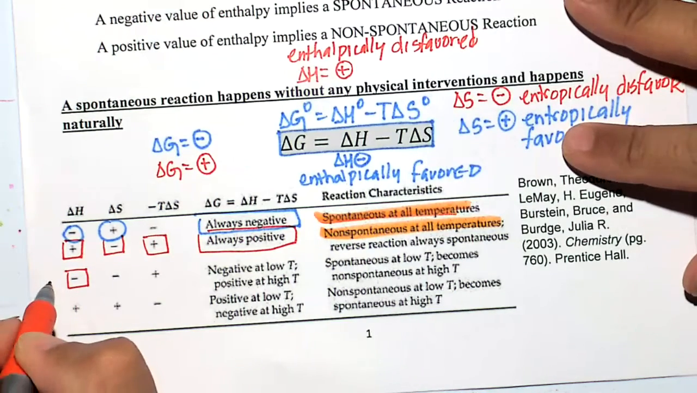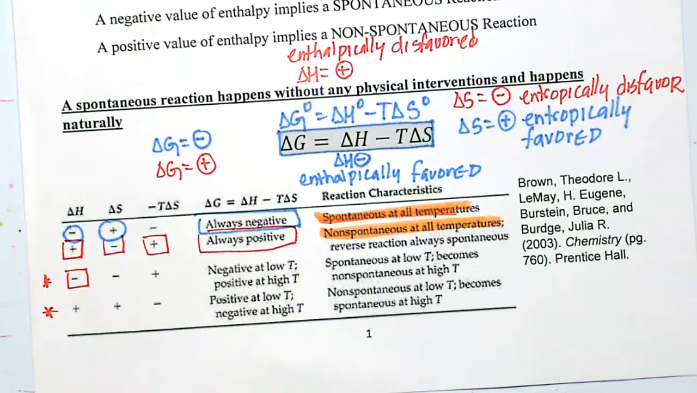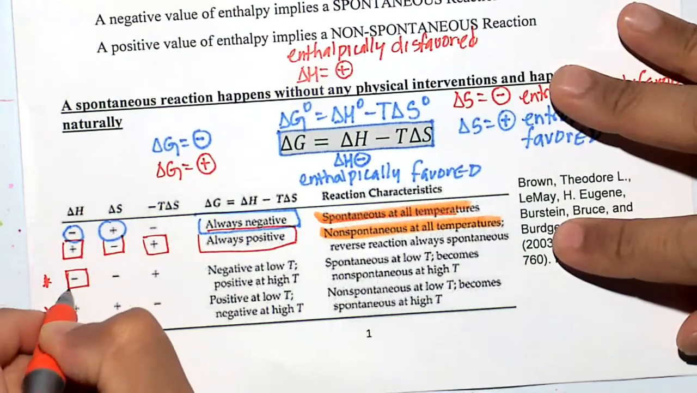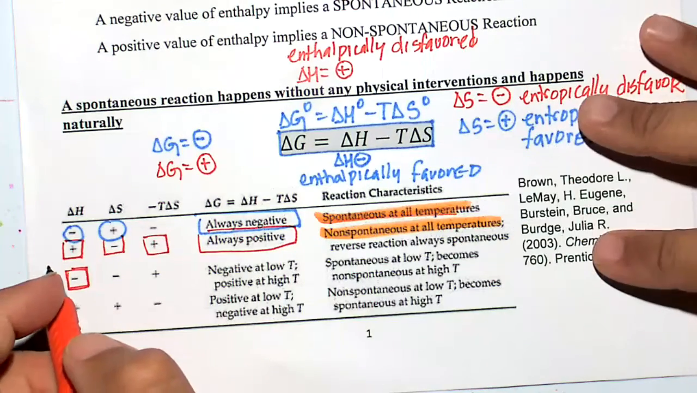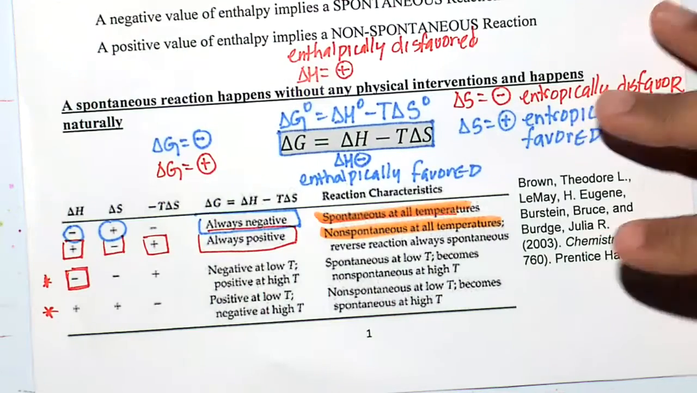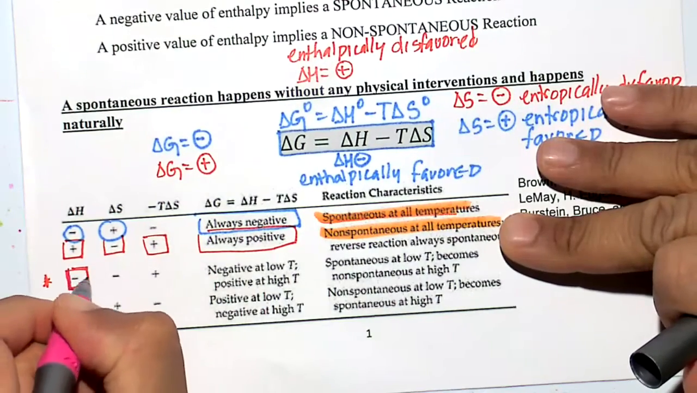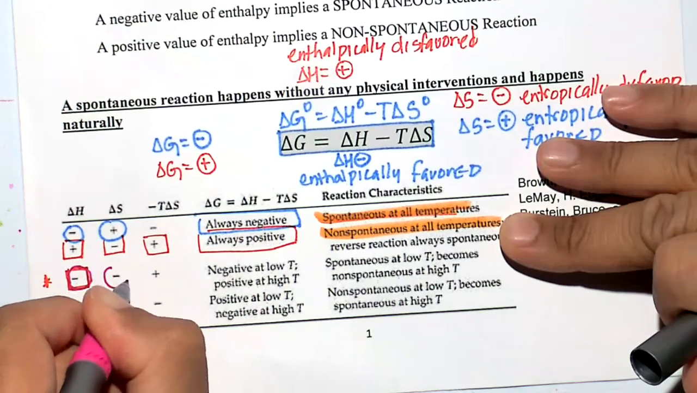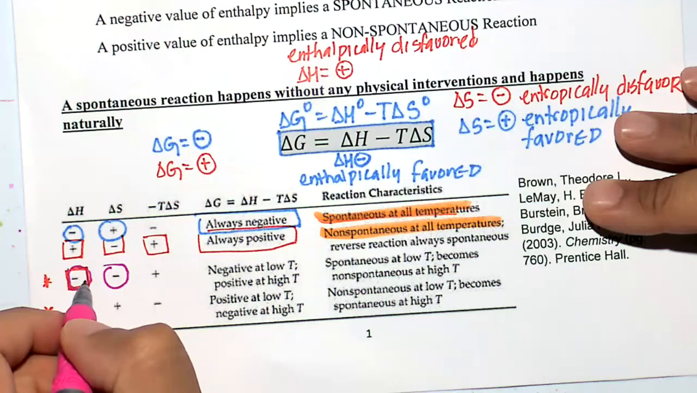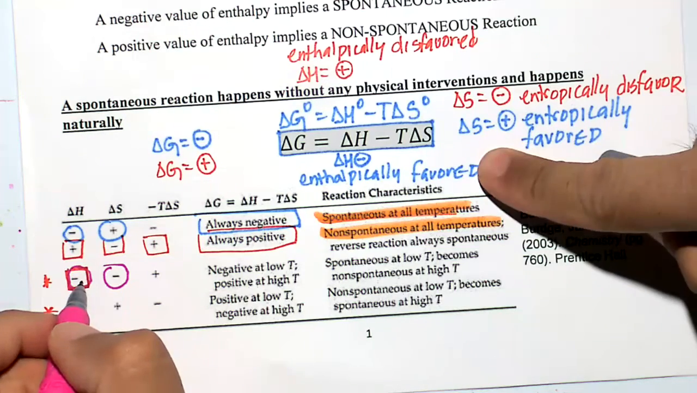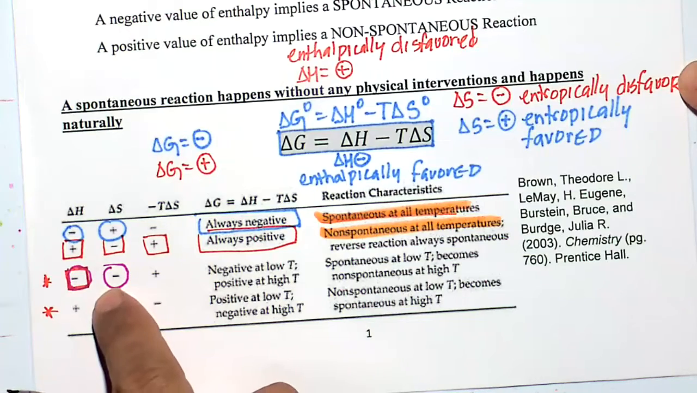Now, these last two things are where it gets a little tricky. Let's use our last 4 minutes to discuss this. All right, think with me now here. If your delta H is negative, imagine a big minus sign there, but your delta S is also negative. Negative delta H means it's enthalpically favored. But a negative delta S, you have to be with me here, it's entropically not favored.